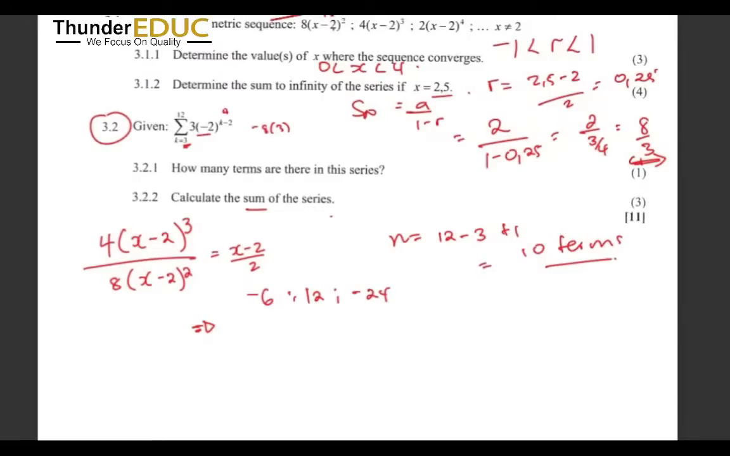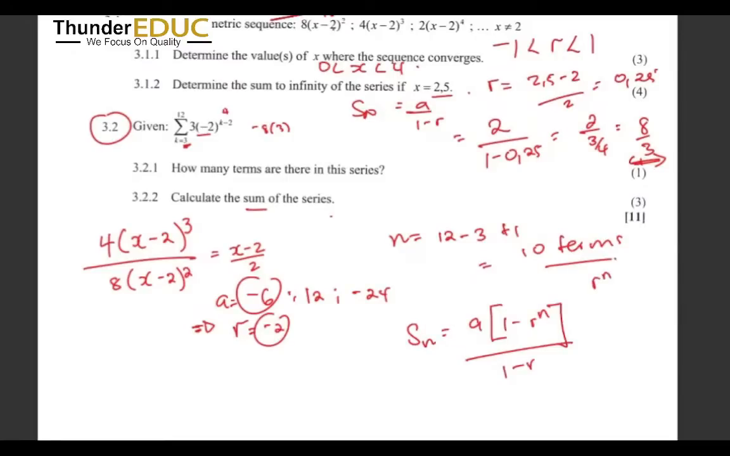So when I look at this, it's like we are multiplying with a negative 2. So our common ratio is negative 2, which means this is a geometric series, and our a is negative 6. From a geometric series, the formula for the sum is a into 1 minus r to the n over 1 minus r, or you can alternatively use r to the n minus 1 over r minus 1. Whichever format you want, you'll still get the same answer.